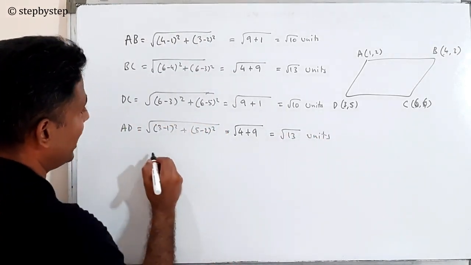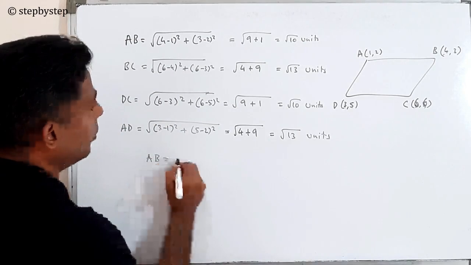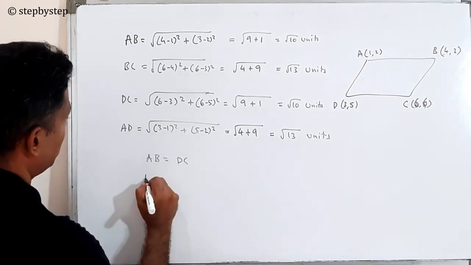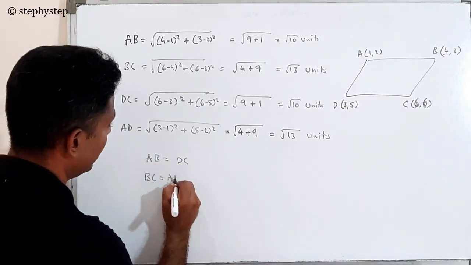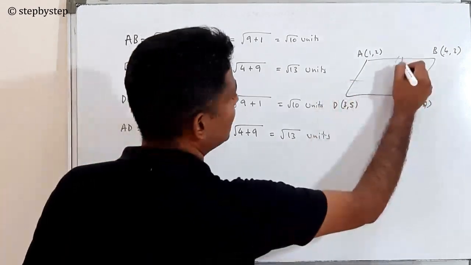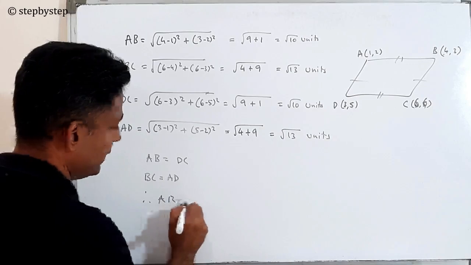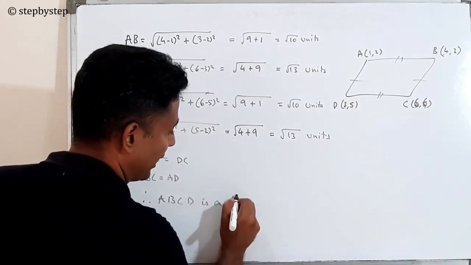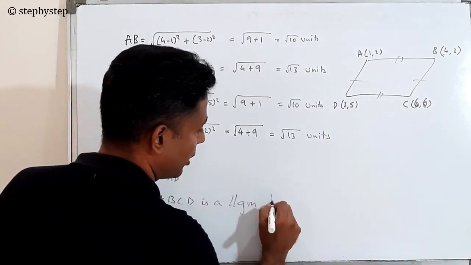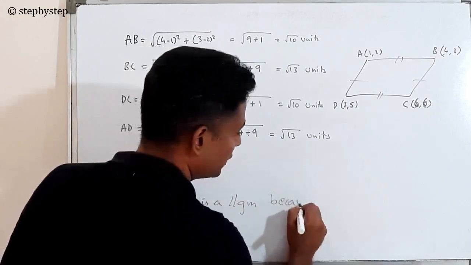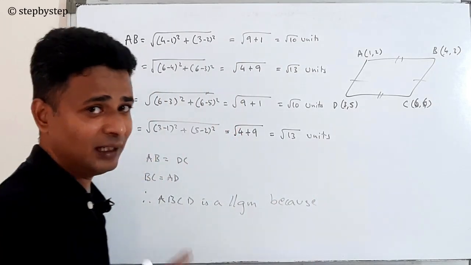So guys, from this what do we have? AB equal to DC and BC equal to AD, right? This equal to this and this equal to this. So hence ABCD is a parallelogram because what is the reason? Opposite sides are equal.